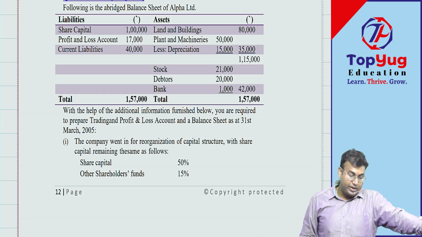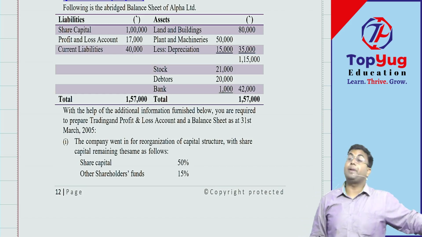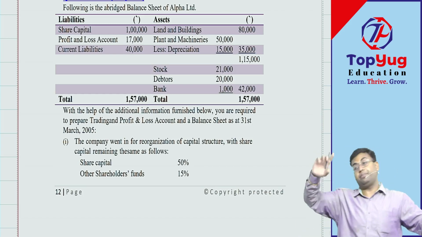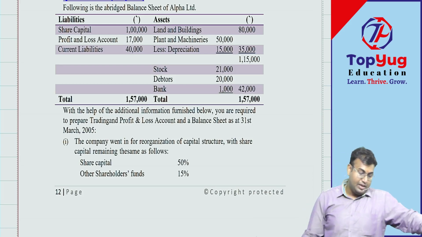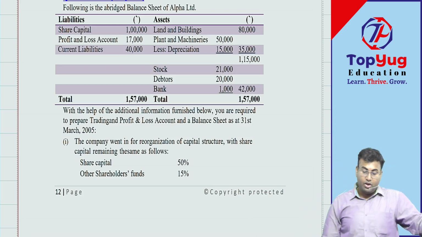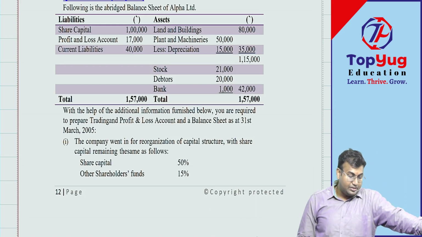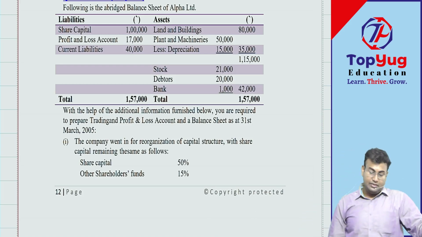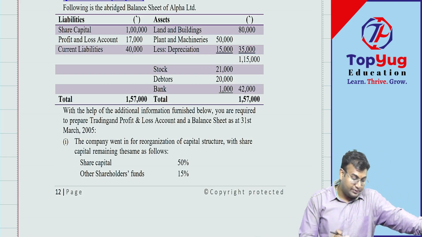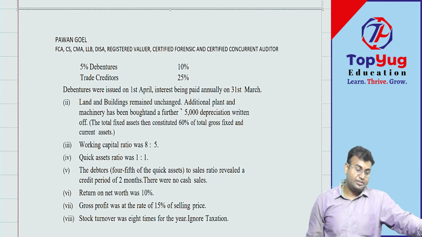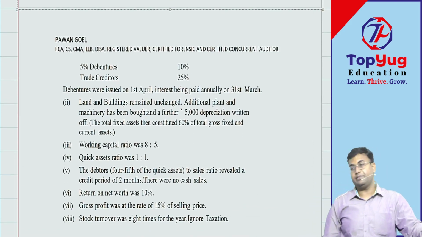With the help of the following information furnished below, you are required to prepare the profit and loss account for the company and the balance sheet of 31st March 2005. The company went in for reorganization of capital structure with share capital remaining the same as follows. Share capital 50%, other shareholders fund 15%, debentures 10%, and creditors 25%.